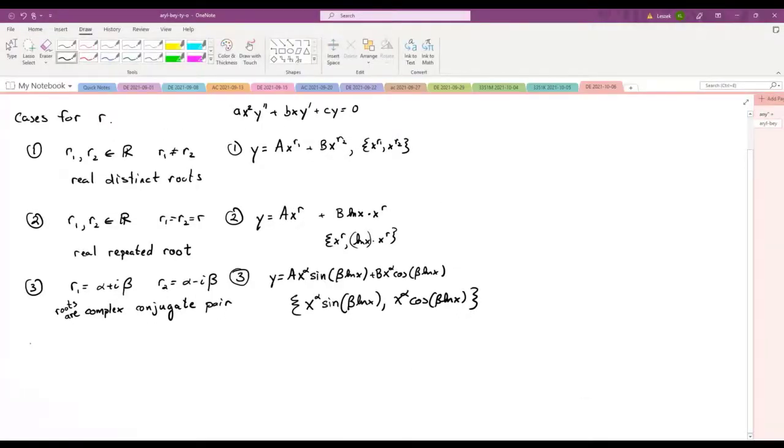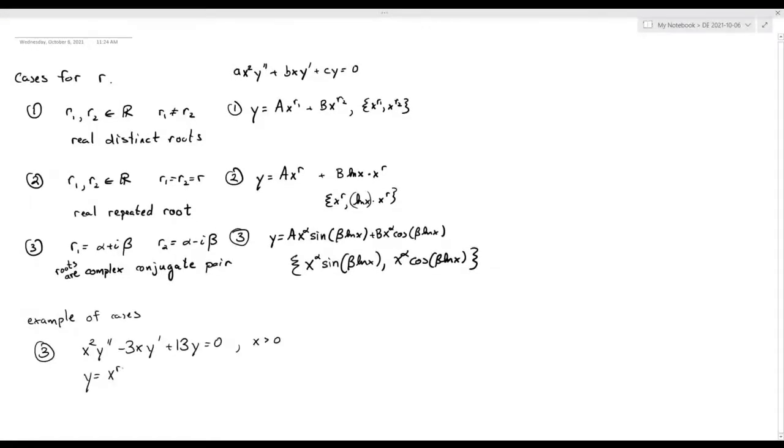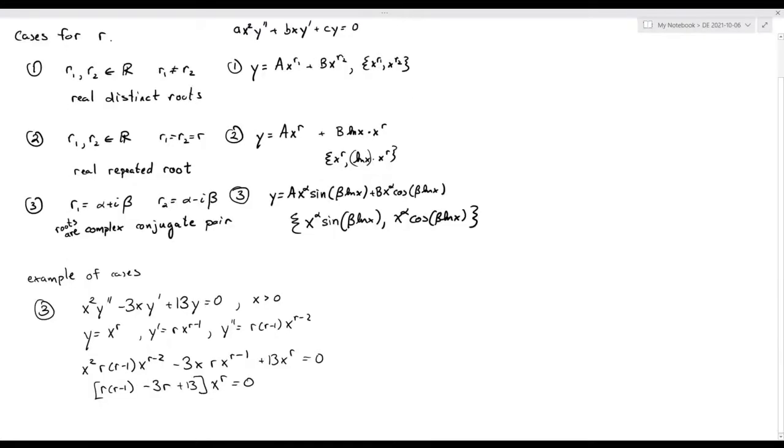Okay, so we're continuing with our example of cases. The last case, of course, is complex roots. Assume the form of the solution, differentiate, and substitute y and its derivatives into the Euler differential equation. We factor out x to the r, which cannot be 0 since x is positive, forcing this polynomial to be 0.